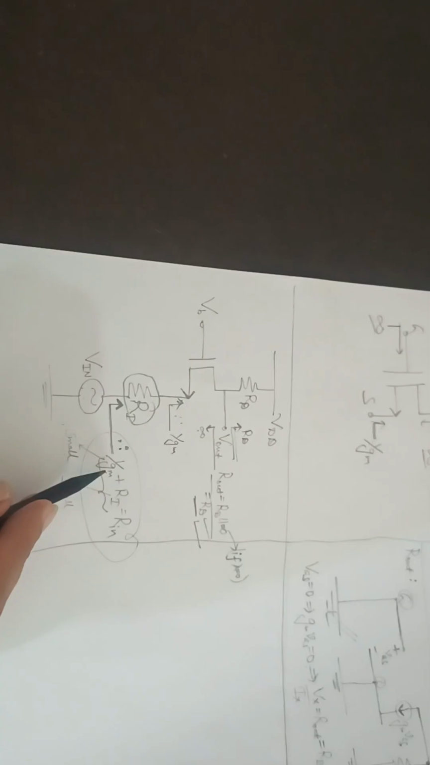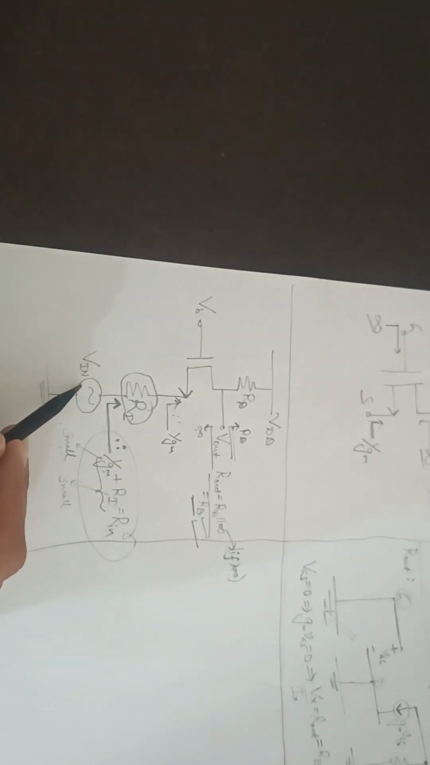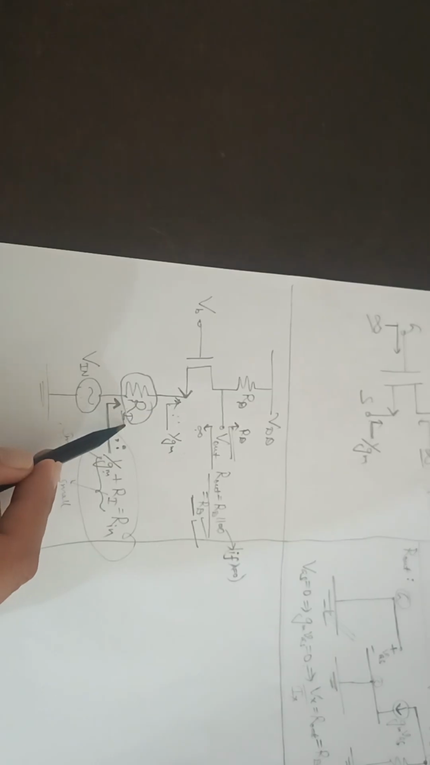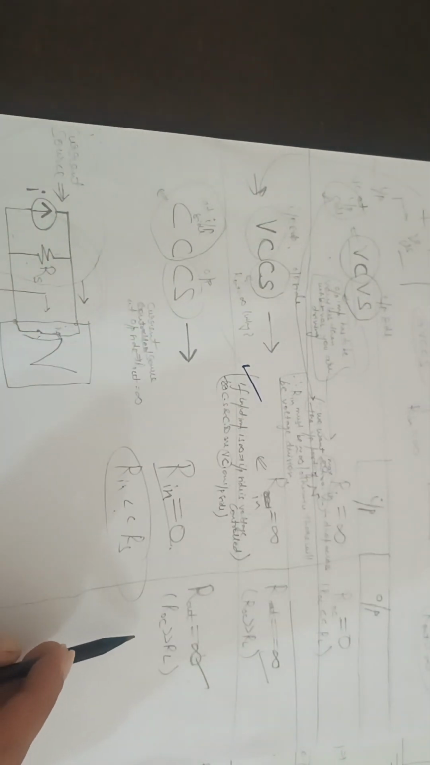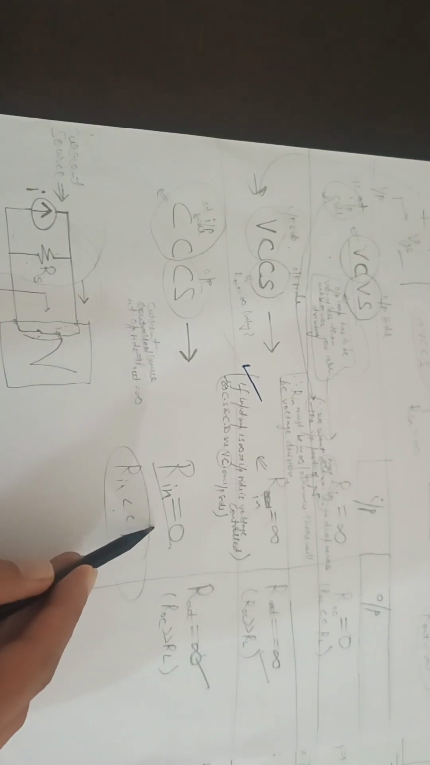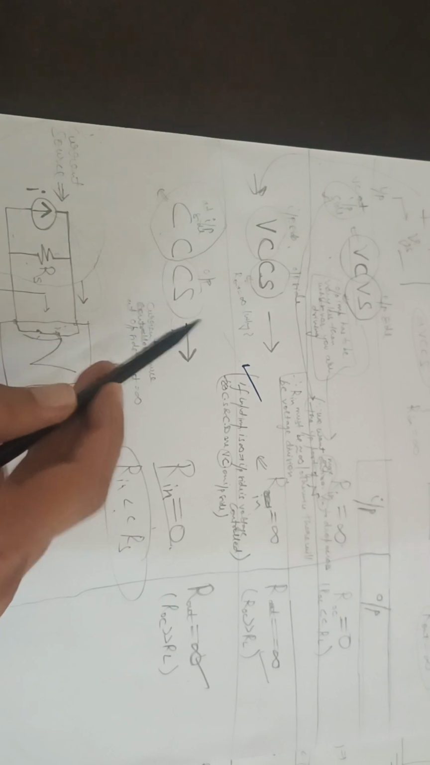Now you can see that 1 by Gm is small, and for any practical voltage source, Ri the series resistance is very small, so this is also taken to be small, so Rin is very small. And for Vout you can see that Rd can be made arbitrarily large, so Rout is large. So for this given circuit, Rout is very large and Rin is very small, so therefore this will act as a current controlled current source.